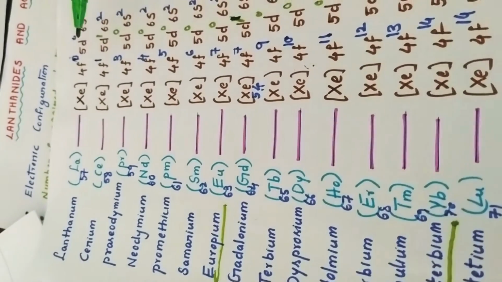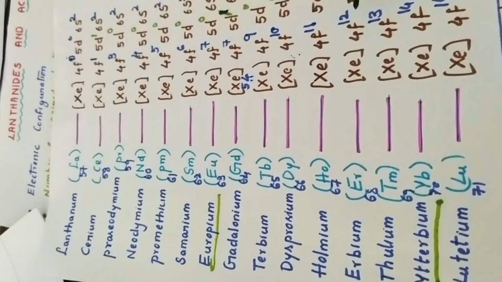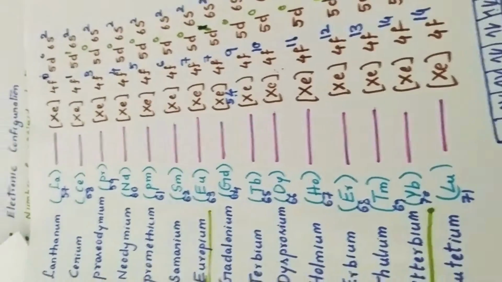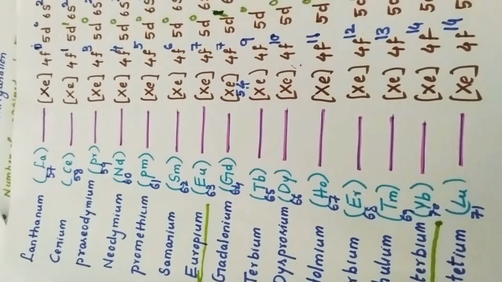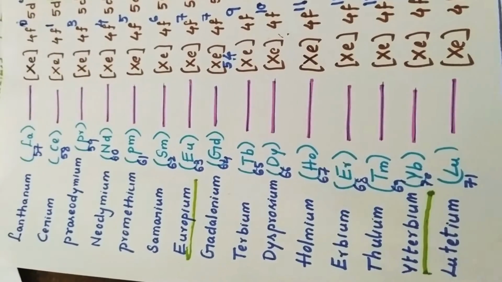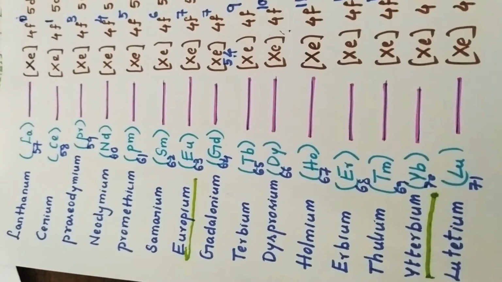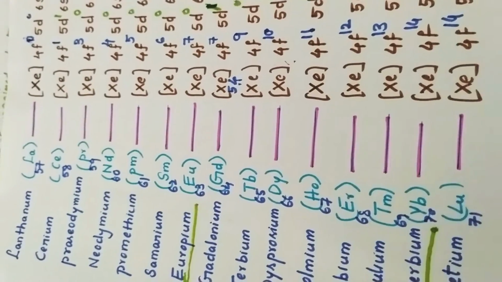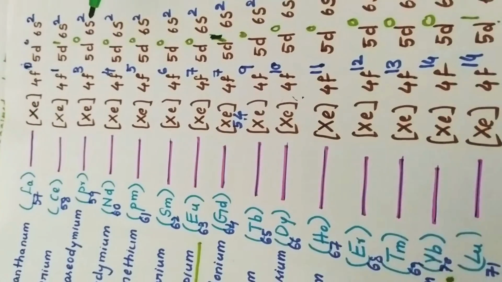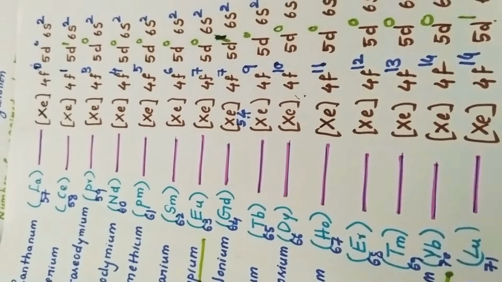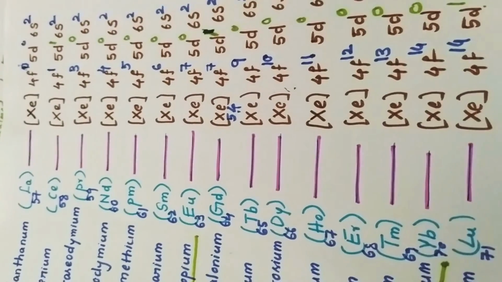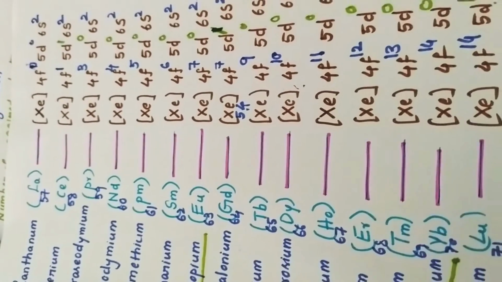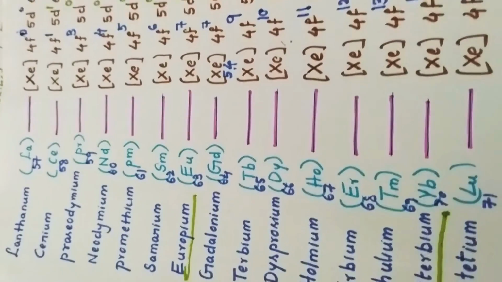So once we know the electronic configuration of these lanthanide elements, we can easily say which is the stable oxidation state, and also which will act as a better oxidant and which will act as a better reductant. And if the number of unpaired electrons is the same, then automatically the magnetic moment value will also be the same, and the color also will become the same. So we are going to solve a few questions regarding this topic.